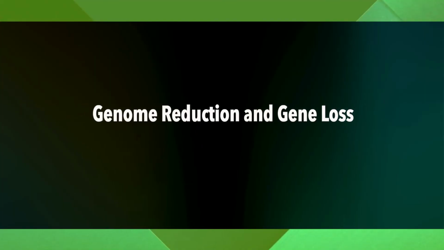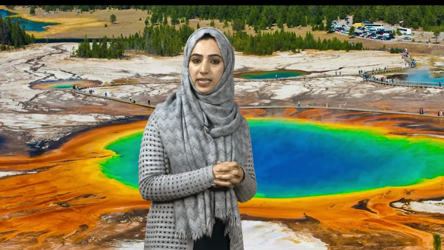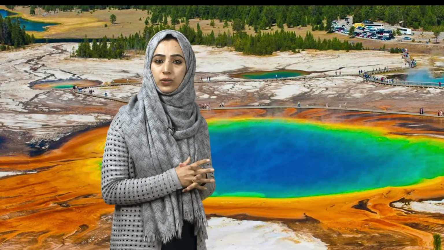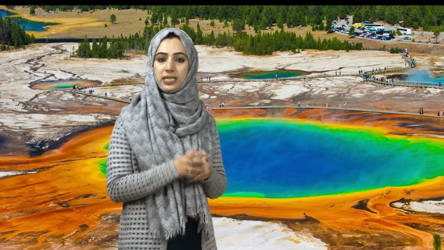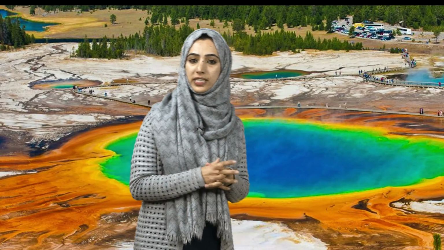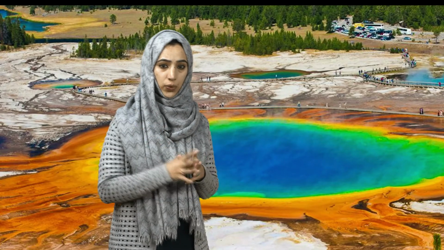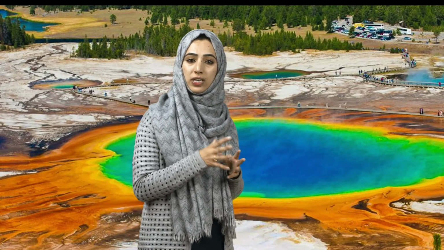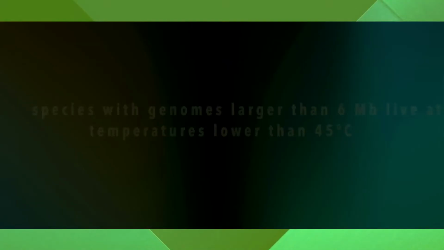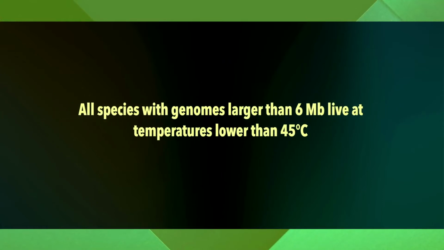Next, genomic reduction and gene loss. The genome sizes of thermophiles are generally smaller than those of non-thermophiles, since all the species that live at temperatures greater than 60 degrees have genomes smaller than 4 MB, whereas all species with genomes larger than 6 MB live at temperatures lower than 45 degrees.